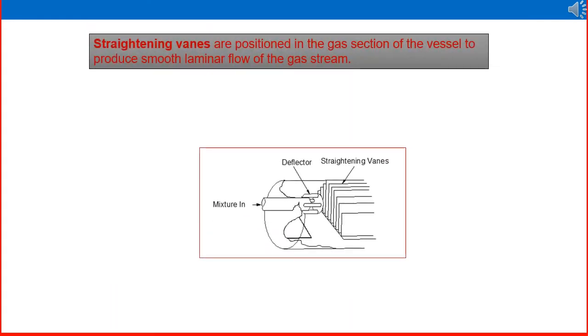Straightening vanes are positioned in the gas section of the vessel to produce smooth laminar flow of the gas stream. This makes the flow steady state, to avoid turbulence. Straightening vanes are used next to the inlet deflector plate.